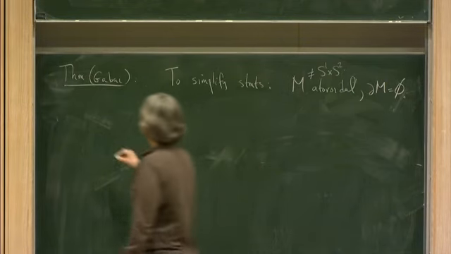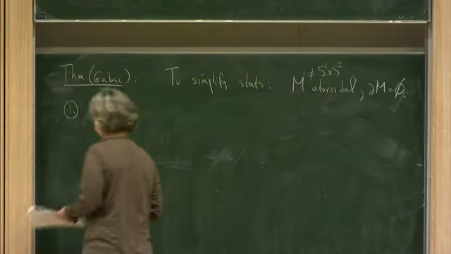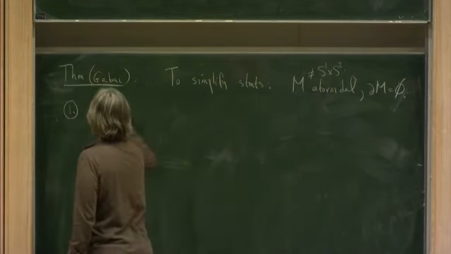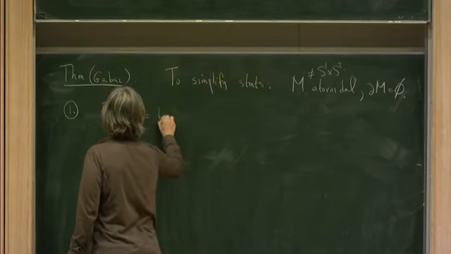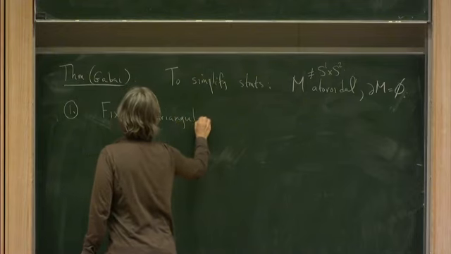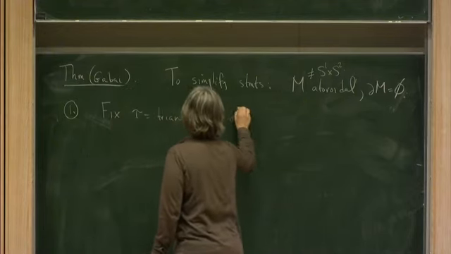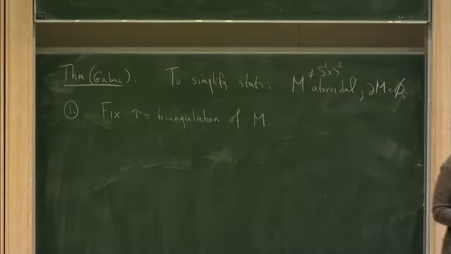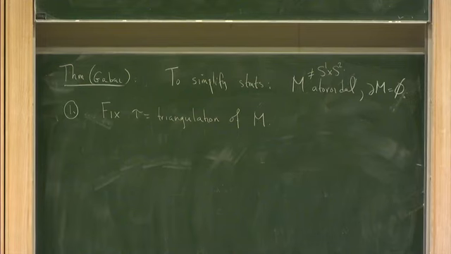So the first statement is the following. Suppose you give me the 3-manifold and you also give me a triangulation of the 3-manifold. The triangulation might be a simplicial triangulation, it might be a single vertex triangulation, it might be 0-efficient, it might be 1-efficient. I've got some triangulation of my manifold.